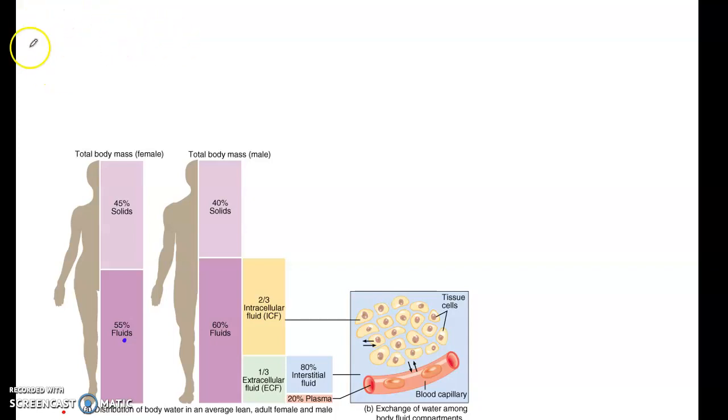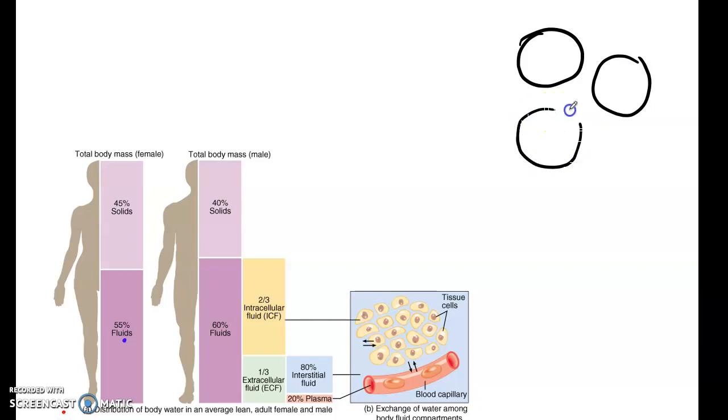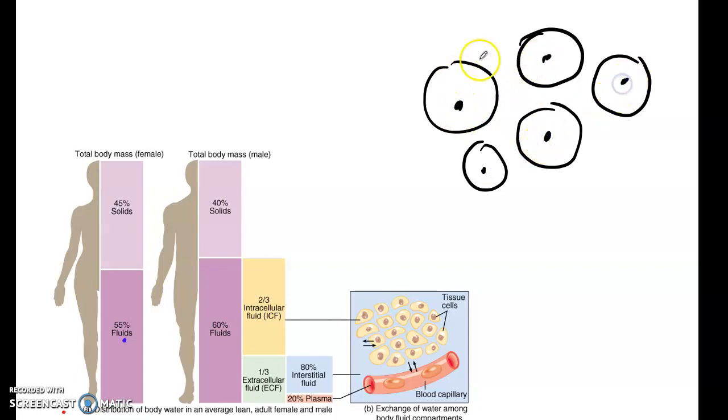So our bodies ultimately are made up of cells. We know this. Cells come together, make up tissues, make up organs. So we've got blood cells, all kinds of different cells.